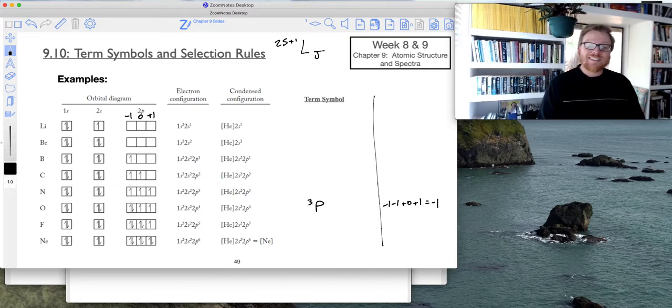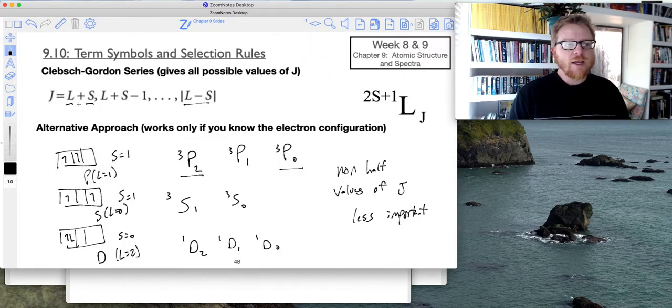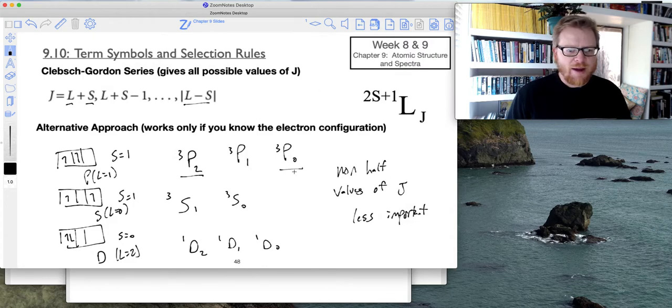Okay. Now, what's the appropriate J value? Well, let's back up and look at that for a second. J is L plus S all the way down to L minus S. So if S is 1 and L is 1, we could have triplet P2, triplet P1, or triplet P0. I think I made a mistake on this. When S is 1 and L is 1, L minus S is 0. Okay, good. So yes, all of these become possibilities: triplet P2, triplet P1, triplet P0.